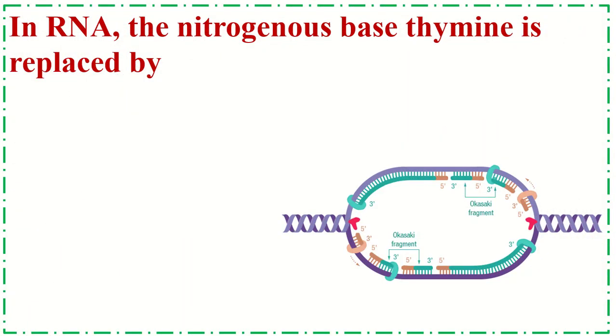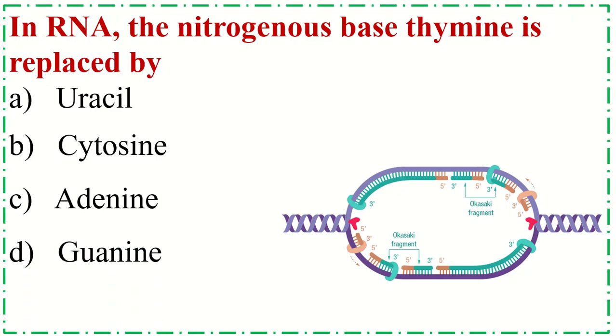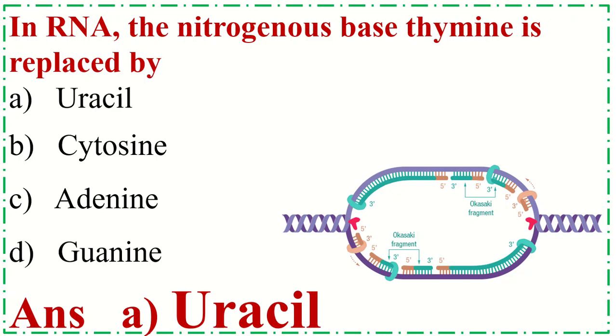In RNA, the nitrogenous base thymine is replaced by option A, uracil, B, cytosine, C, adenine, D, guanine. Correct option is A, uracil.